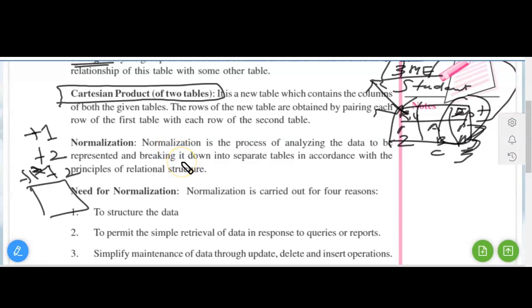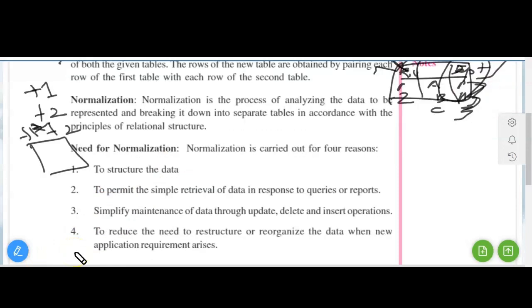Next one comes normalization. Till now, what you have seen are the terms used in a database. These terms are new to you, so you may find it difficult, but these terms are generally used in databases. Next term is normalization. So what is normalization?